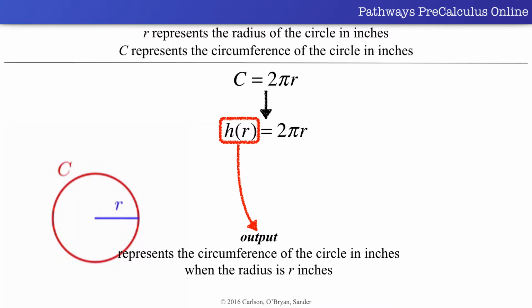Notice that h of r and 2 pi times r both represent the circumference of the circle in inches when the radius of the circle is r inches. However, it is much more convenient to write h of r than it is to write 2 pi times r, especially when doing so repeatedly.